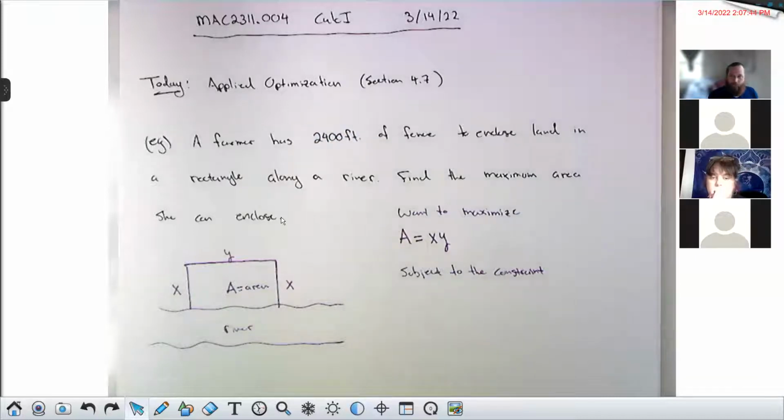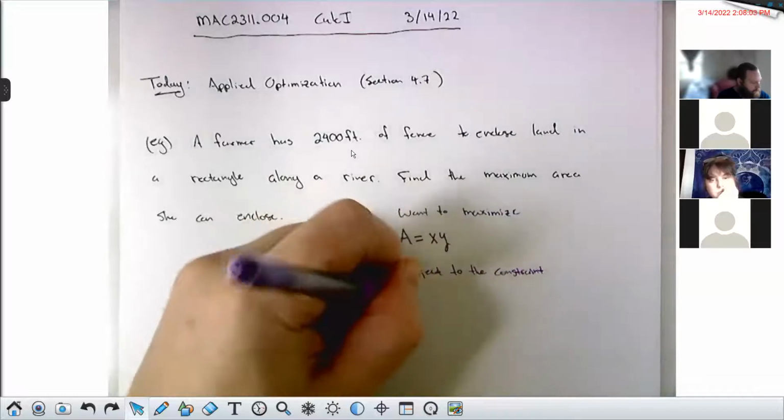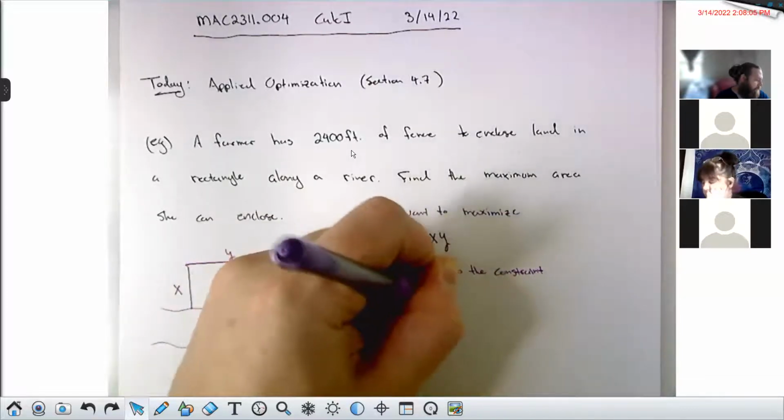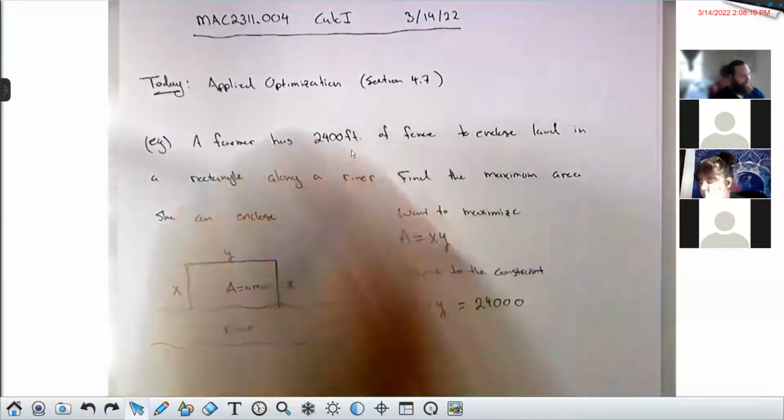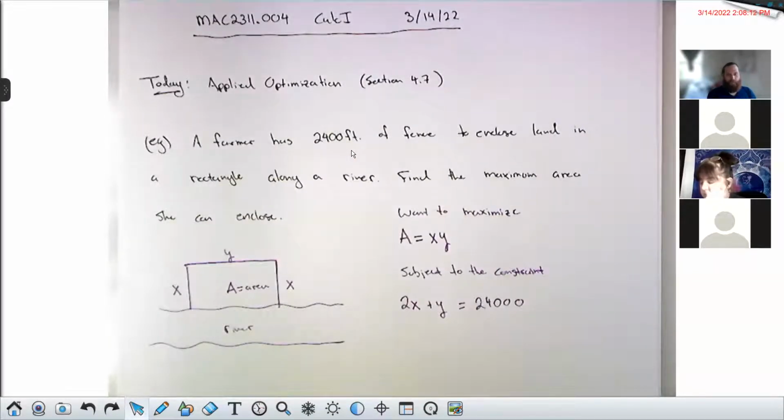I think it's fairly intuitive that if I'm trying to enclose the most area, I should use all my fence. If I've got fence left over, I could have used that to enclose more area. So my constraint here is that x plus y plus x is 2,400, or 2x plus y equals 2,400. These two equations together will give us everything we need.